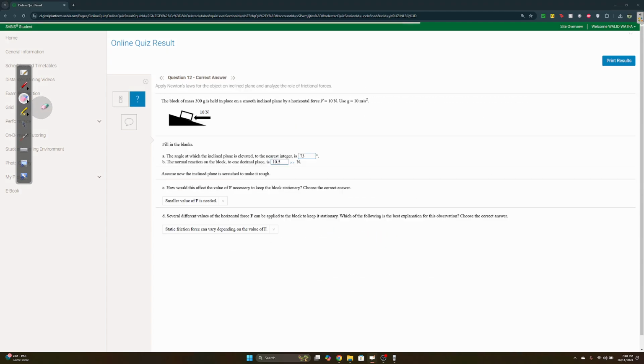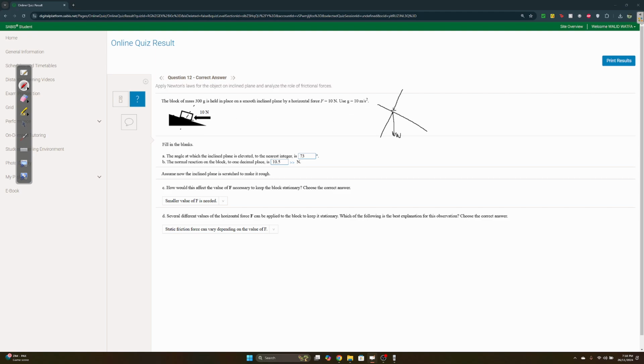Question 12. The block of mass 300 grams is held in place on a smooth inclined plane by a rough horizontal force. F equals 10 newtons. The angle at which the inclined plane is elevated, to the nearest integer, is how much? I guess we're going to draw the FBD. Take the axis like this, so it's going to be like this, with the weight going down like this.